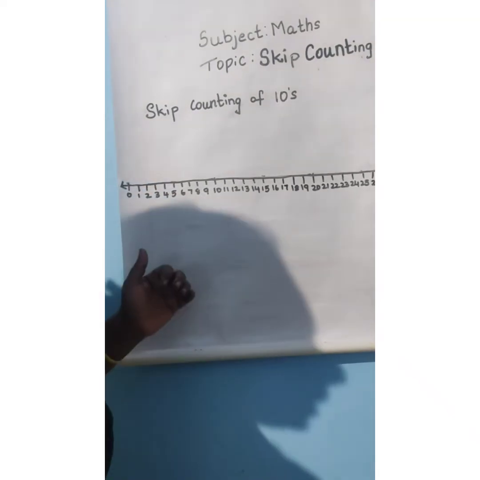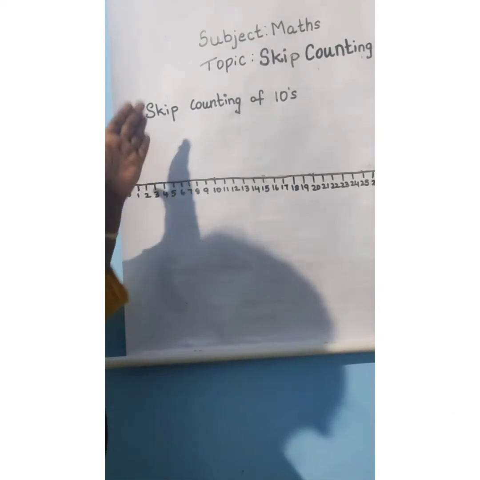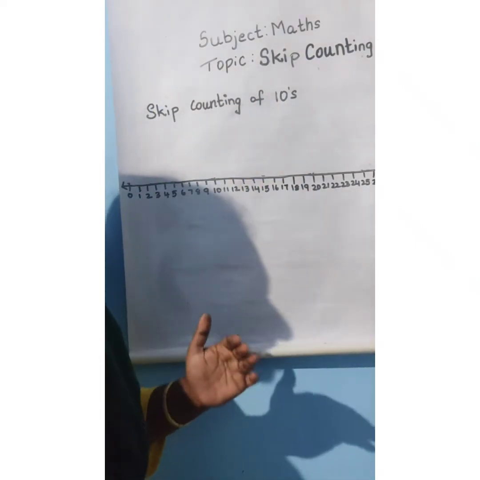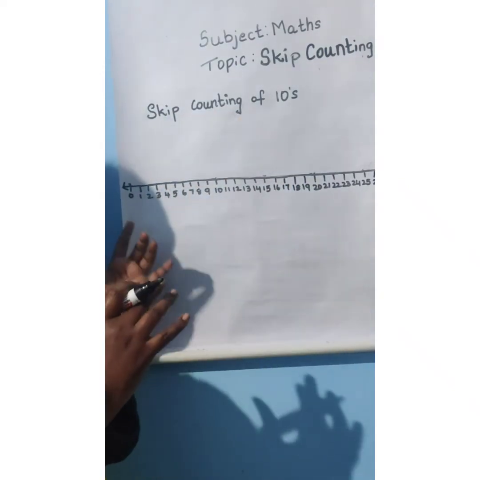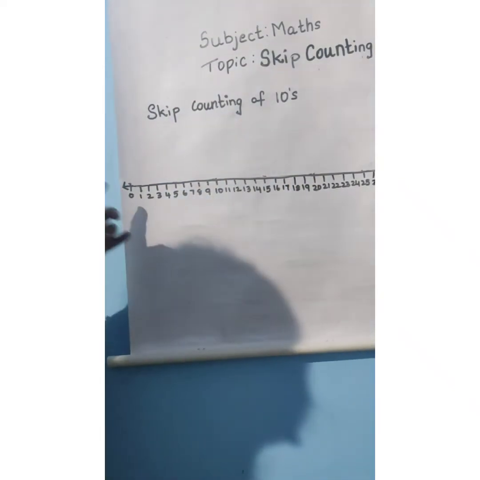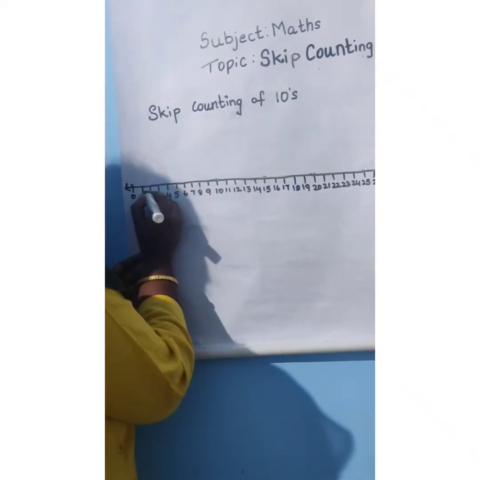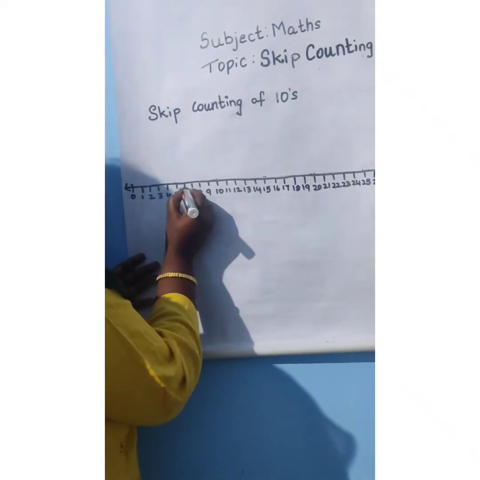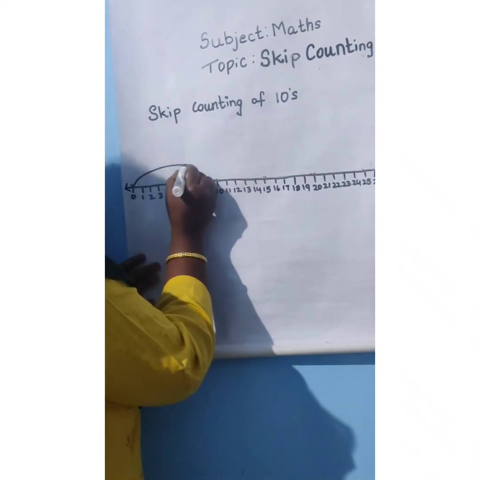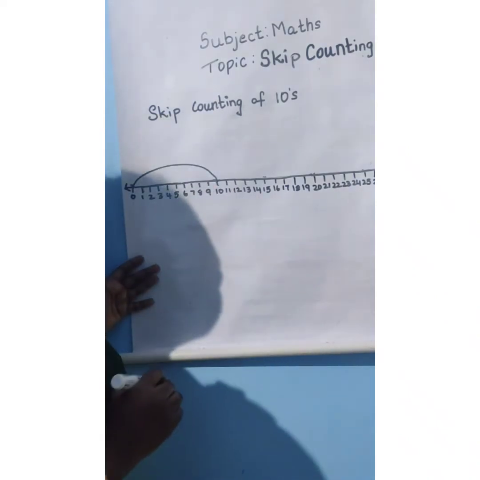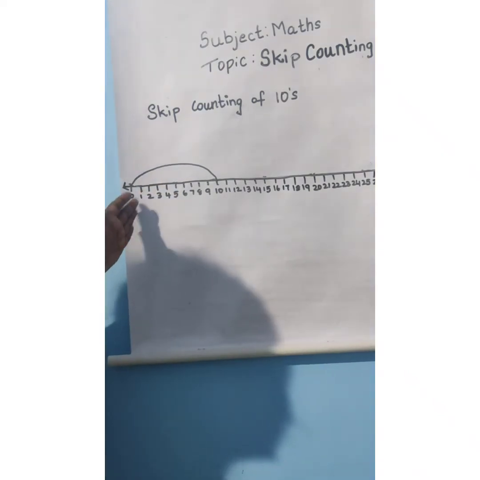Okay, so the next skip counting is skip counting of tens. So now what should we do? We should count 10 numbers and we have to jump. Okay, so start from 0. Start from 0, count 10 numbers. 1, 2, 3, 4, 5, 6, 7, 8, 9, 10. So from 0 to 10, you should jump. Okay, from 0 to 10.